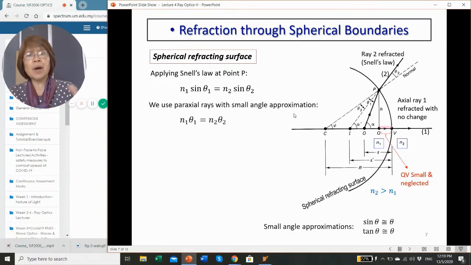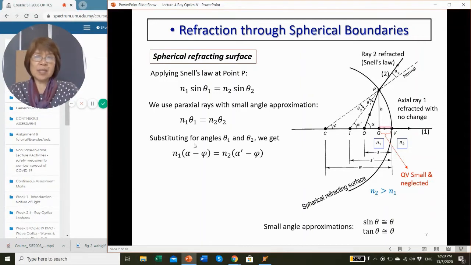And we will assume paraxial rays. In other words, we are going to use the small angle approximation. And we can then write it as n1θ1 equals n2θ2. And θ1 and θ2 also can be approximated by their tangent values as well. So we substitute for θ1 and θ2 with angles that are given in this diagram here.